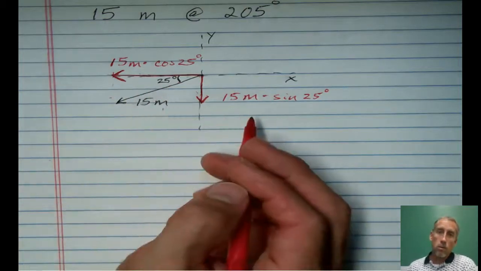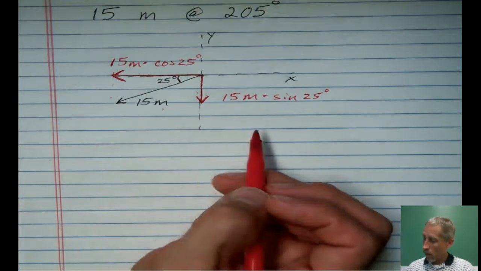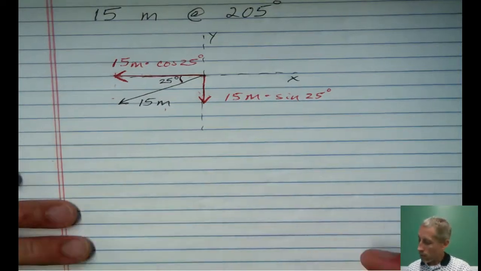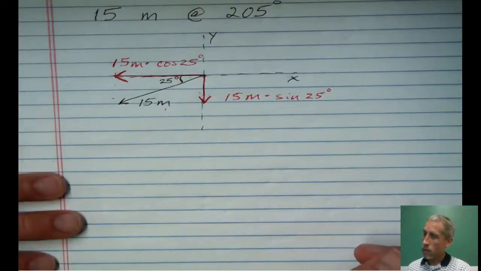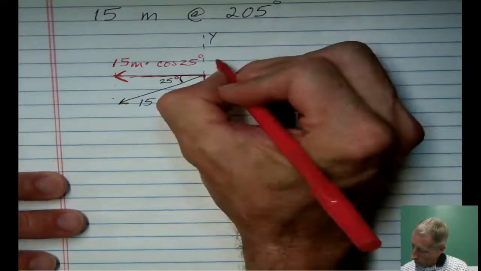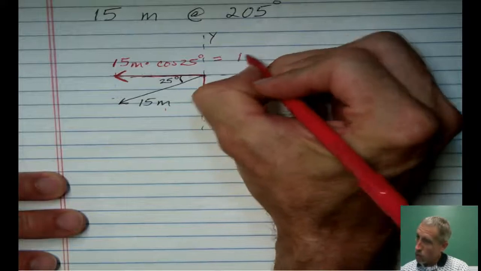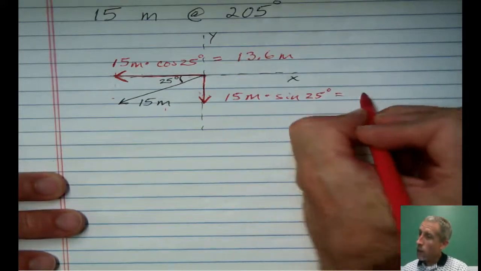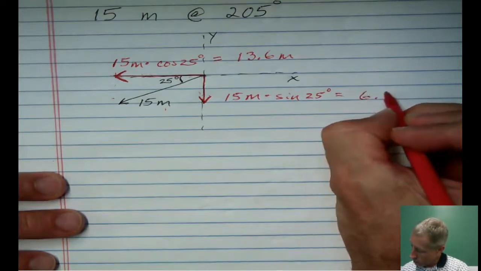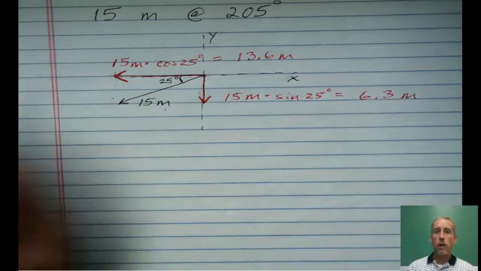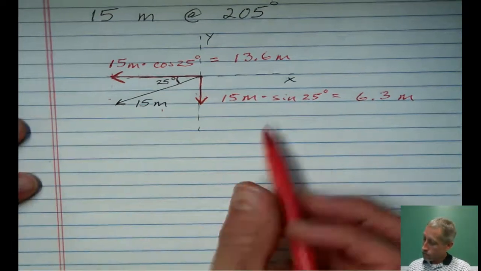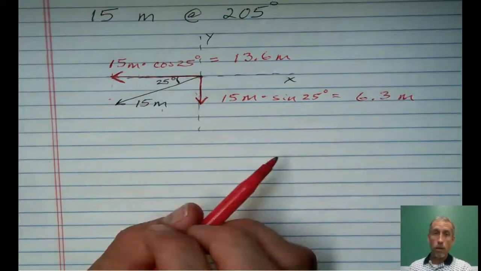I like this way because there's a lot less rounding error involved if you just do it like that. So you would grab your calculator, make sure you're in degree mode, and then do this calculation. And I've done it before, and I come up with 13.6 meters for the long one and 6.3 meters for the short one. Always make sure that your drawing is fairly accurate and that your components look about the right length. So that's what the components would be.